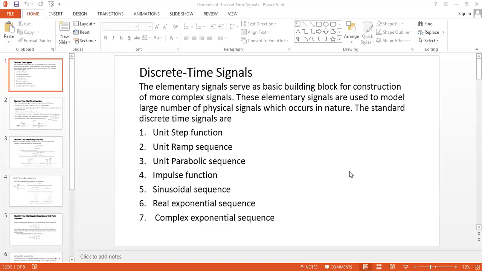Good morning. The next topic that we want to see is discrete time signals. The elementary signal serves as a basic building block for construction of more complex signals. These elementary signals are used to model a large number of physical signals which occur in nature. The standard discrete signals are unit step function, unit ramp sequence, unit parabolic sequence, impulse function, sinusoidal sequence, real exponent and complex exponent sequences.